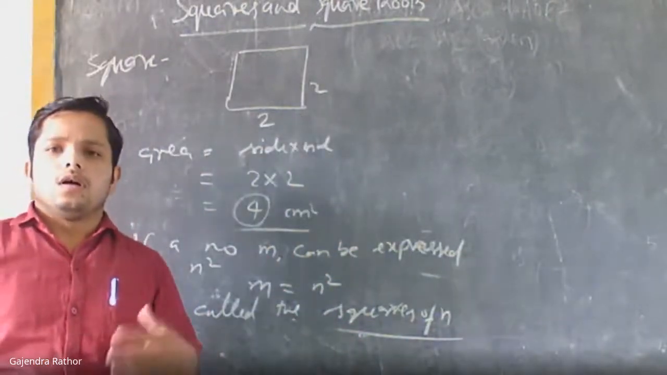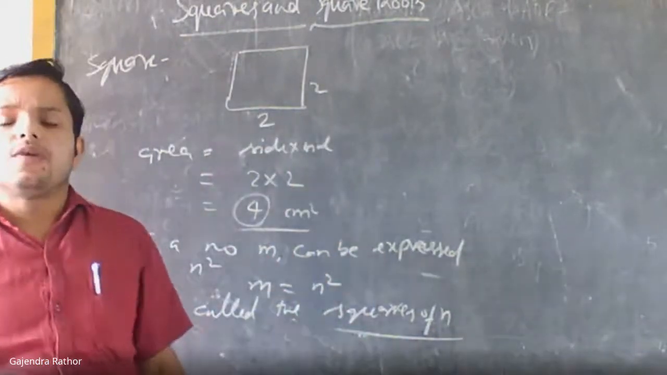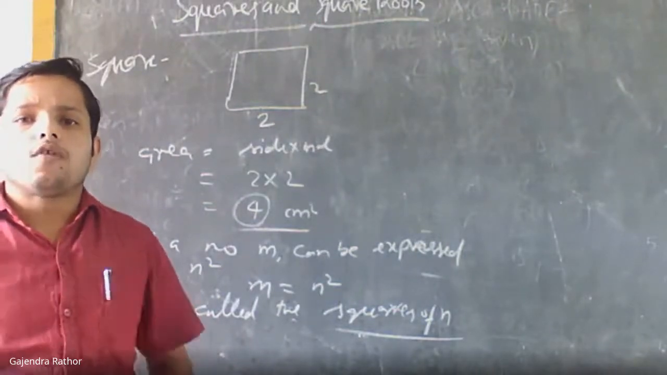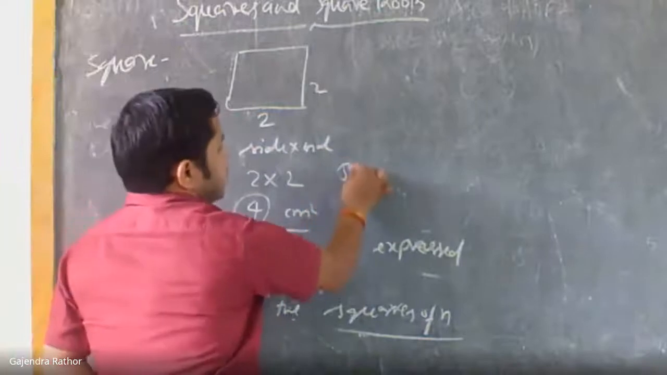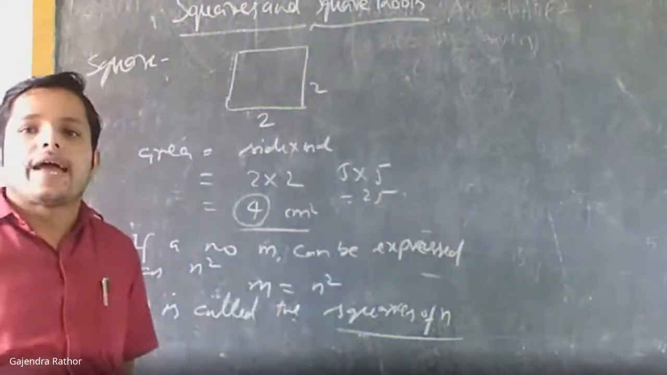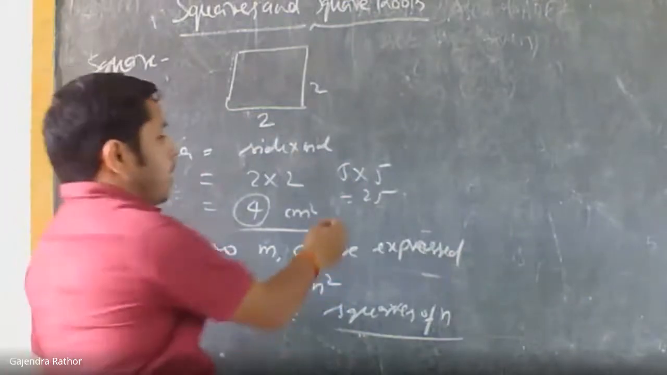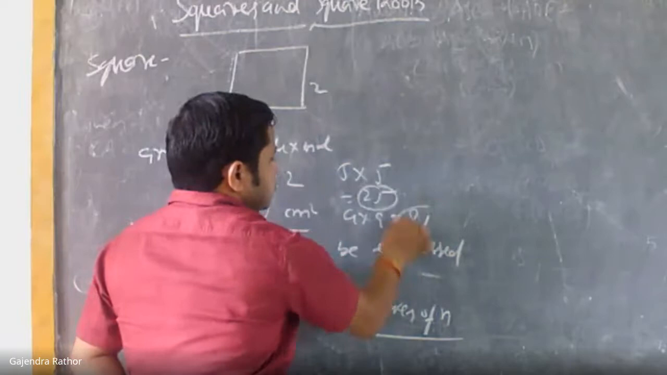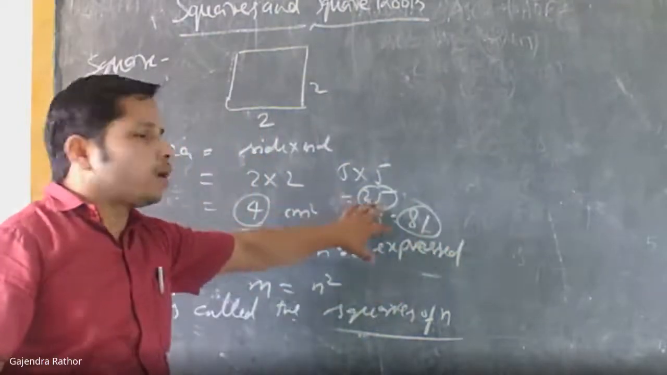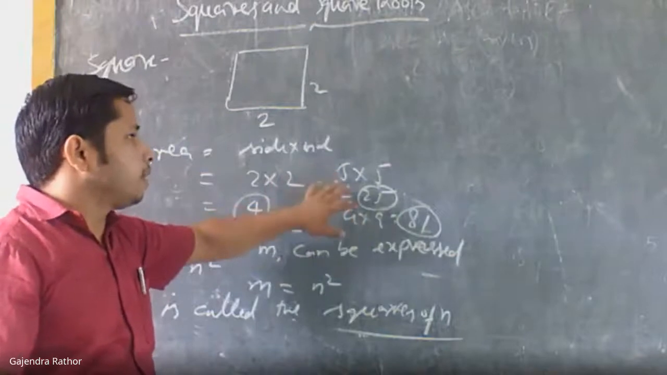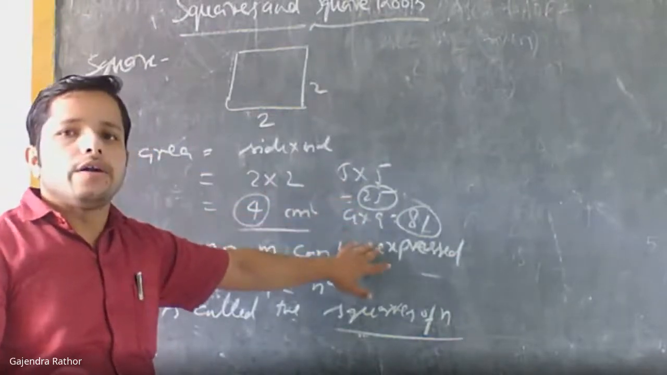Okay. So there are many numbers whose squares we can find. For example, the square of 5 is 5 multiplied by 5, that is 25. Next, 9 times 9 is 81. So these numbers 25 and 81 are the squares of 5 and 9 respectively.